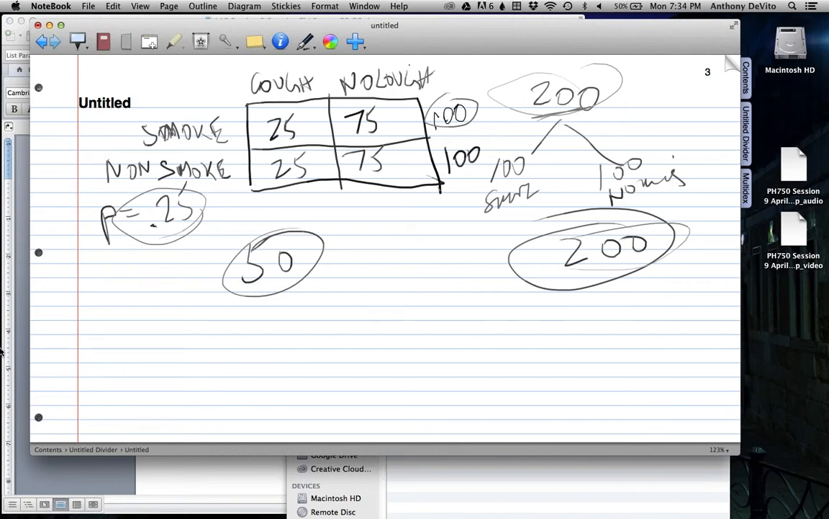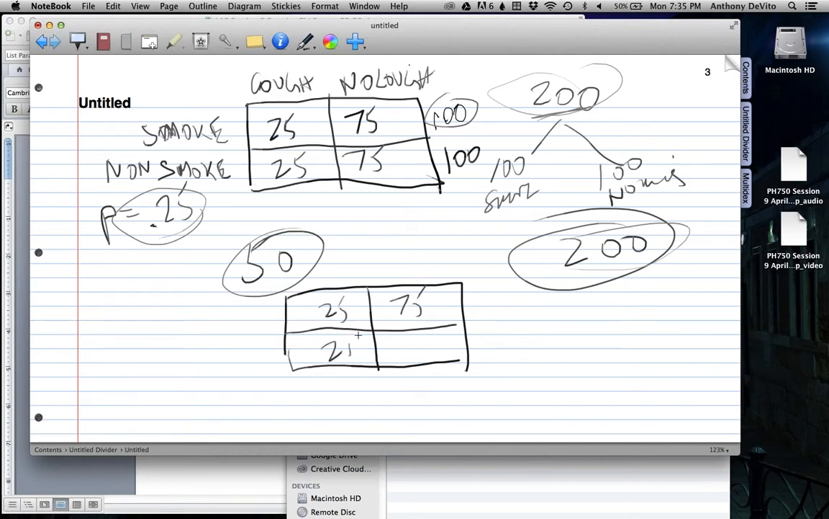Okay. Now, let's say we really do this study. And in fact, when we do this study, the box, as it turns out, doesn't quite look like that. Maybe it looks something like this. Well, actually, I'm going to start out with it looking like that. 25, 75, 25, 75. Okay, smokers, non-smokers, cough, no cough.